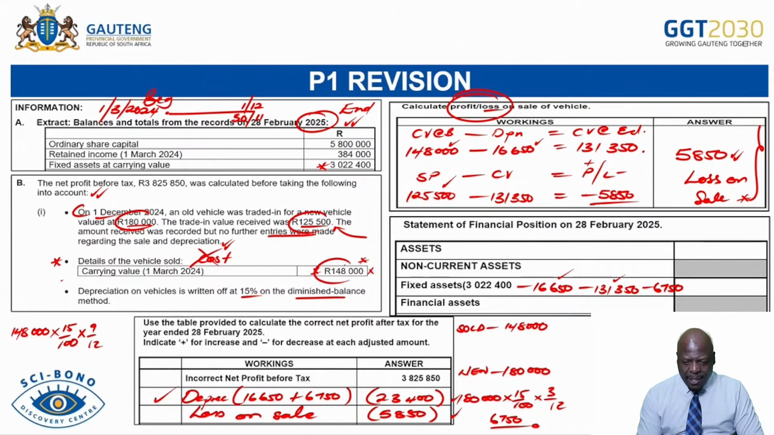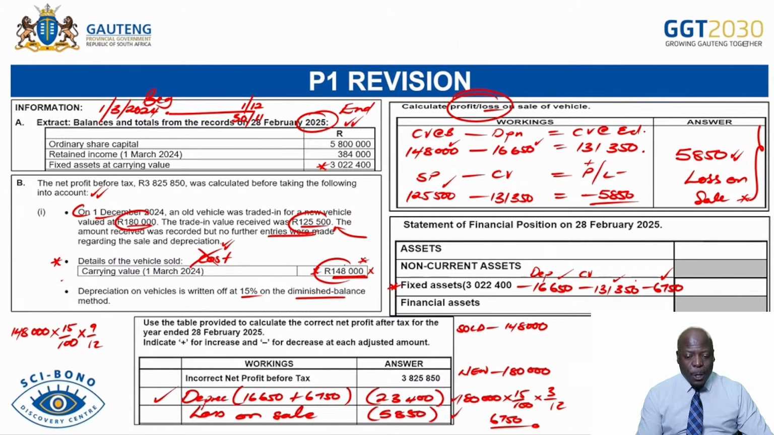But what is more interesting is your disposal on carrying value must be shown in the statement of financial position. You have your fixed asset at carrying value here, then you come and you subtract the 16,650, that was the depreciation, and you subtract the carrying value of the asset on the day of disposal. And I said earlier on, you could have simply subtracted the 148,000 because the asset has been disposed. And then you also calculate the depreciation for the new, and you subtract it from your fixed assets. So you were required to do a couple of things that pertain to your fixed assets over here.